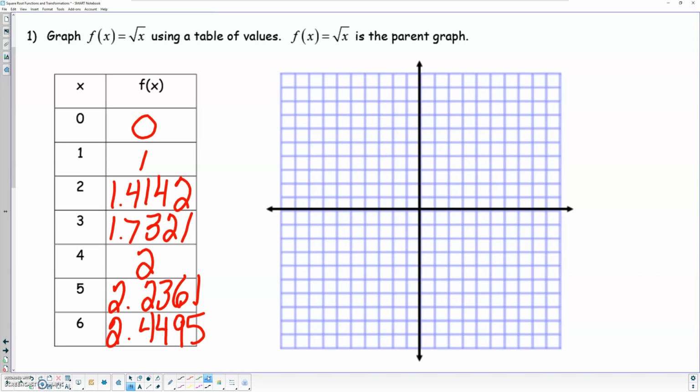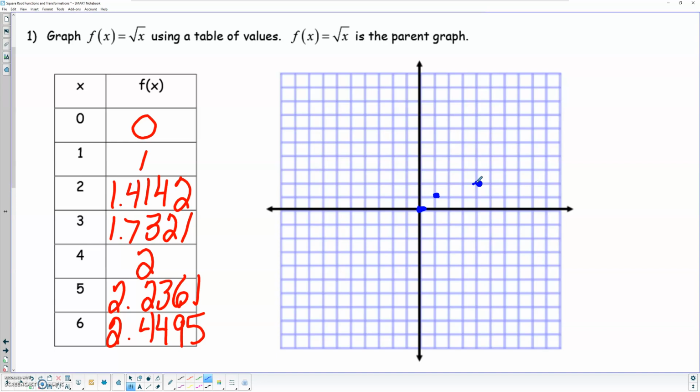Okay, so one suggestion I have when you go to graph this, sometimes it's nice to graph the integer values first. So we got the point (0, 0), right? That's a nice point to graph. The point (1, 1) and the point (4, 2). This way you kind of get an idea of where the points are heading, and then you can go back and fill in the rest.